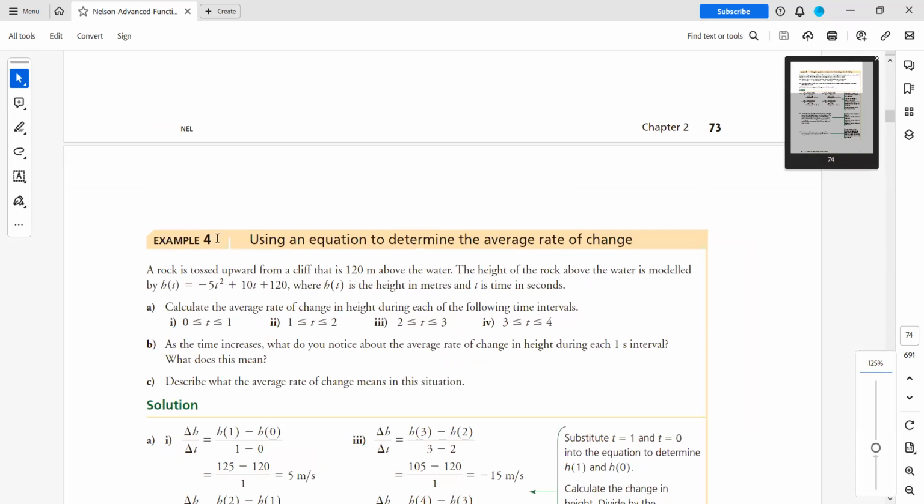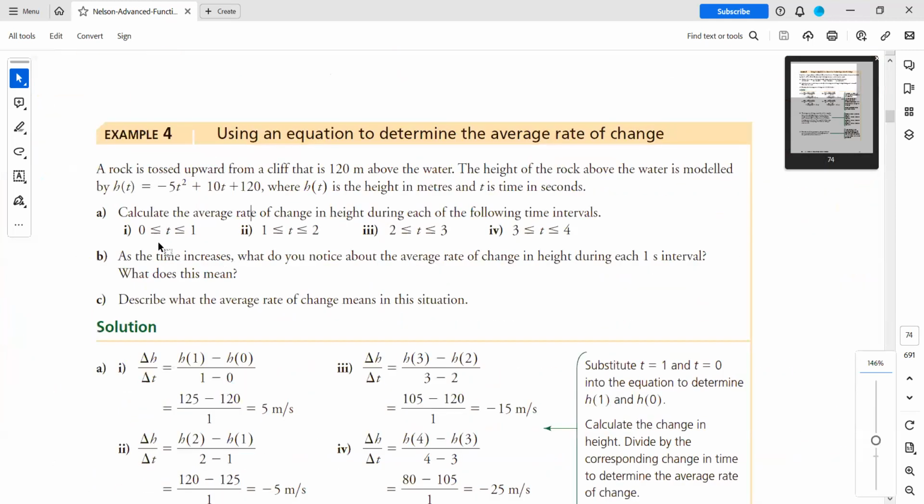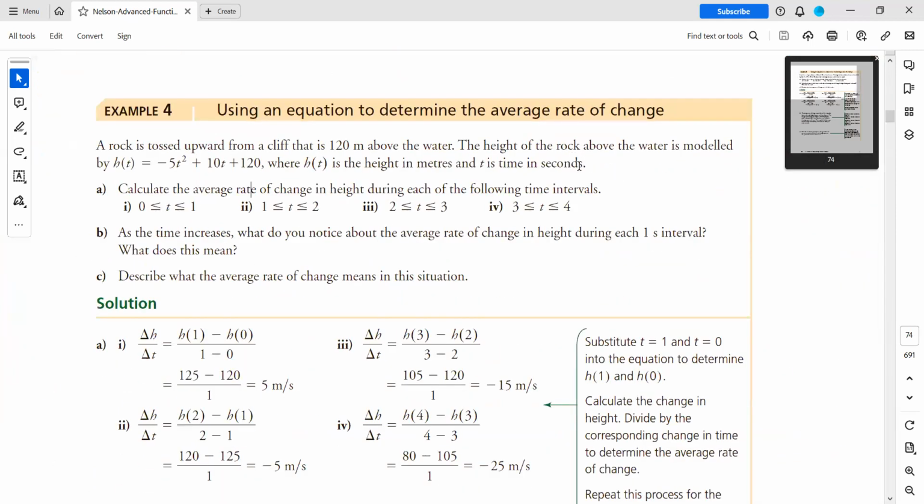Let's read the question. A rock is tossed upward from a cliff that is 120 meters above the water. The height of the rock above the water is modeled by the following formula that we can see, where height is represented with respect to time. Calculate the average rate of change in height during each of the following time intervals. Let's start with that. So how am I going to evaluate the average rate of change for my function from 0 to 1 second? Take notice that time is represented in seconds this time.